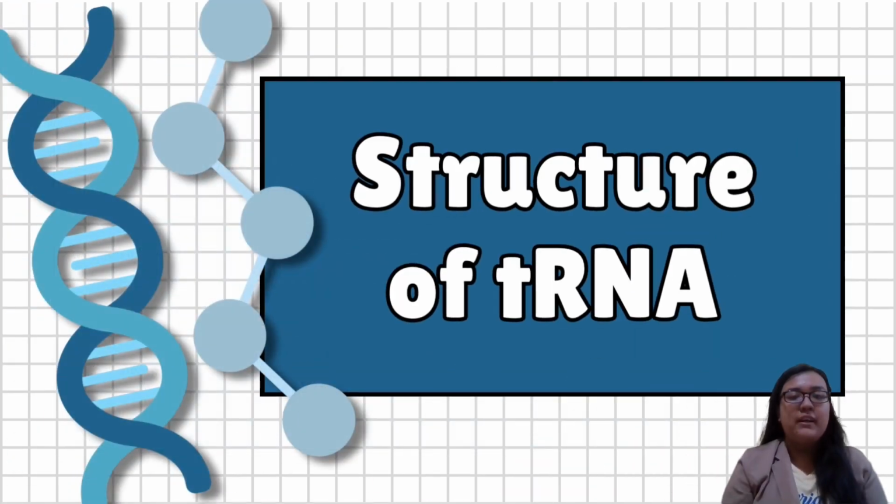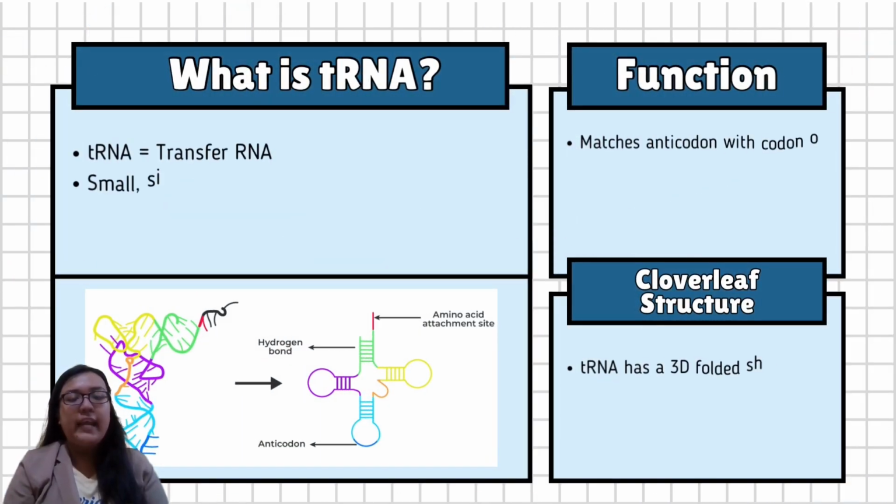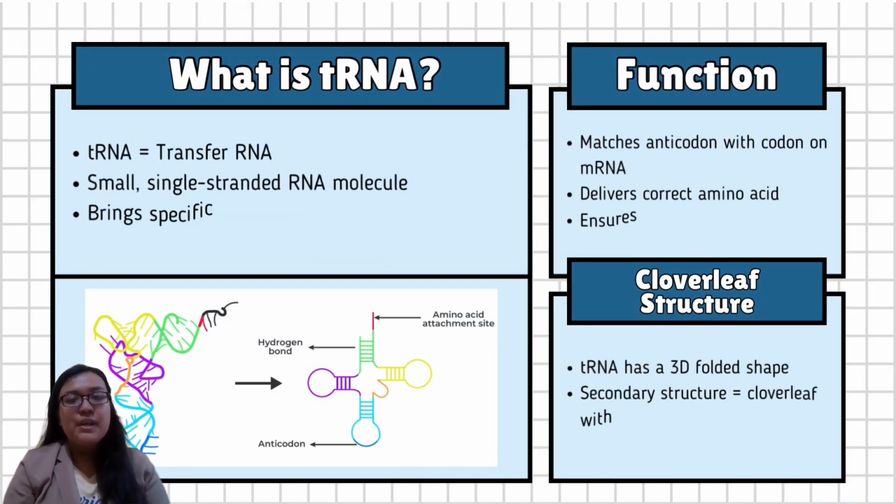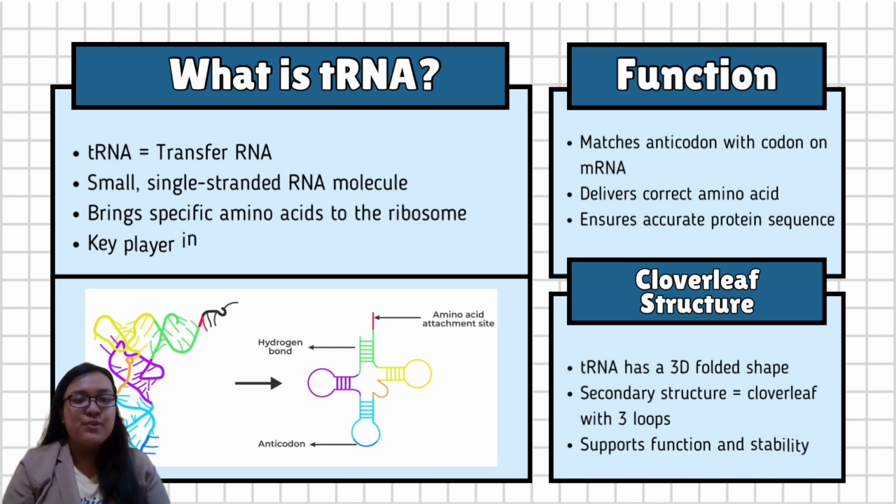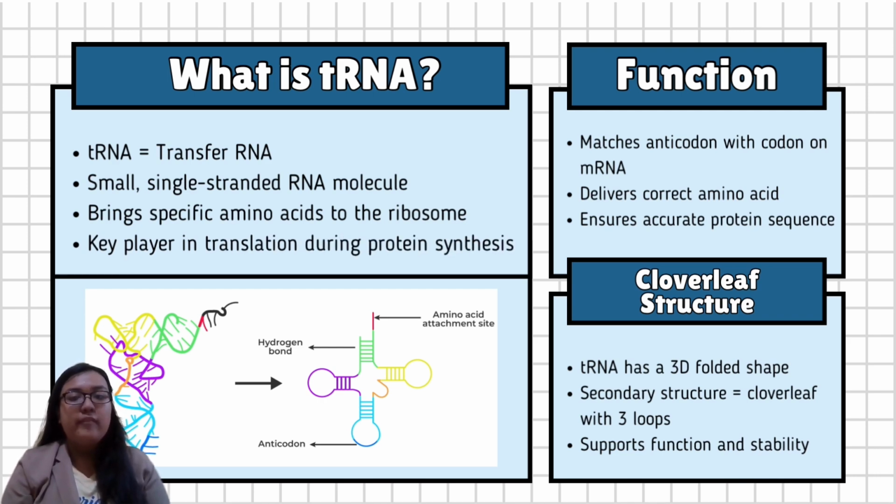Now about the structure of tRNA. It is a small single-stranded molecule of RNA that transfers specific amino acids to the growing polypeptide chain at the ribosome during protein synthesis, or what we call translation. The main role of tRNA is to deliver the correct amino acids to the ribosome by matching its anticodon with the codon on the mRNA, ensuring that the protein being built has the correct amino acid sequence.